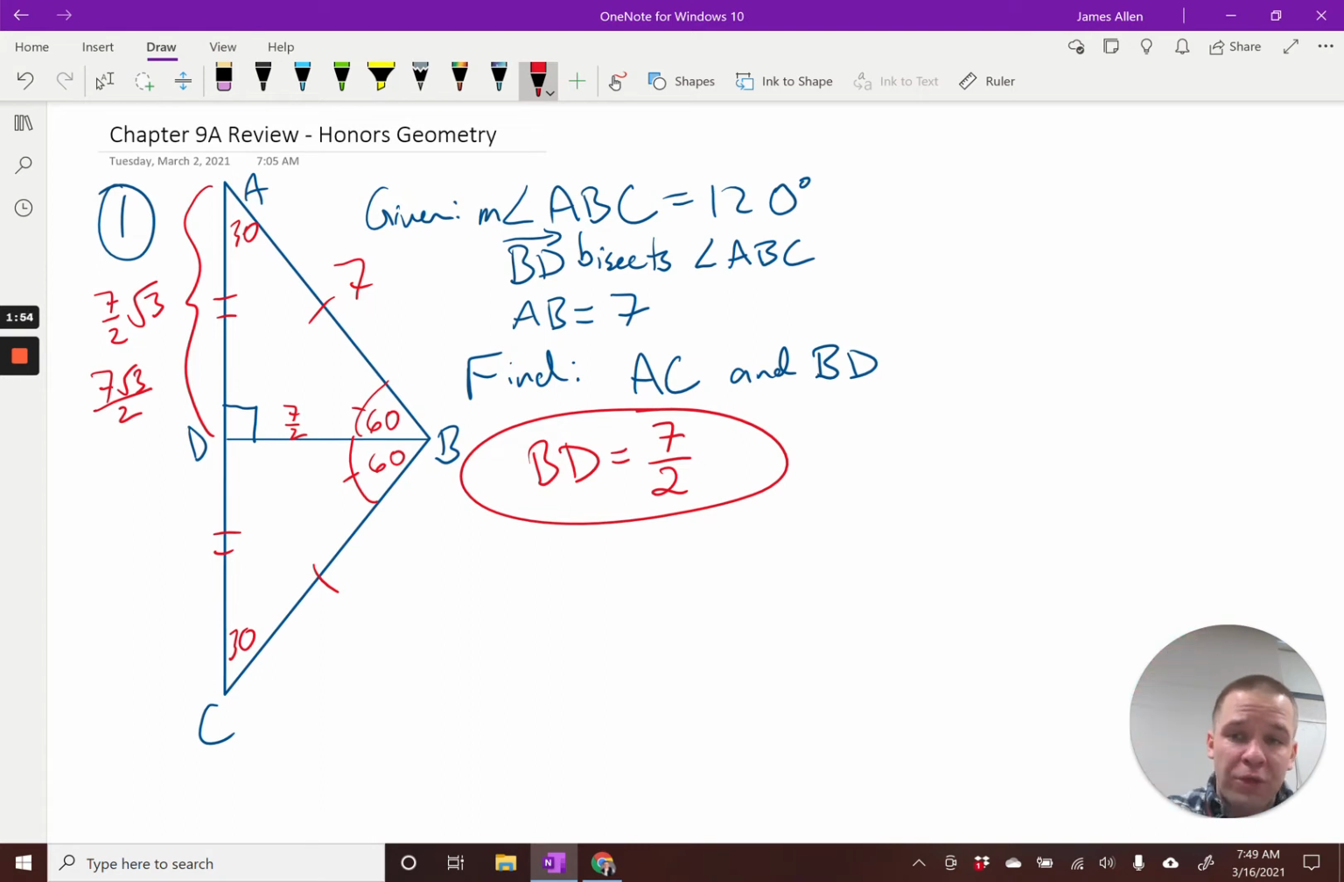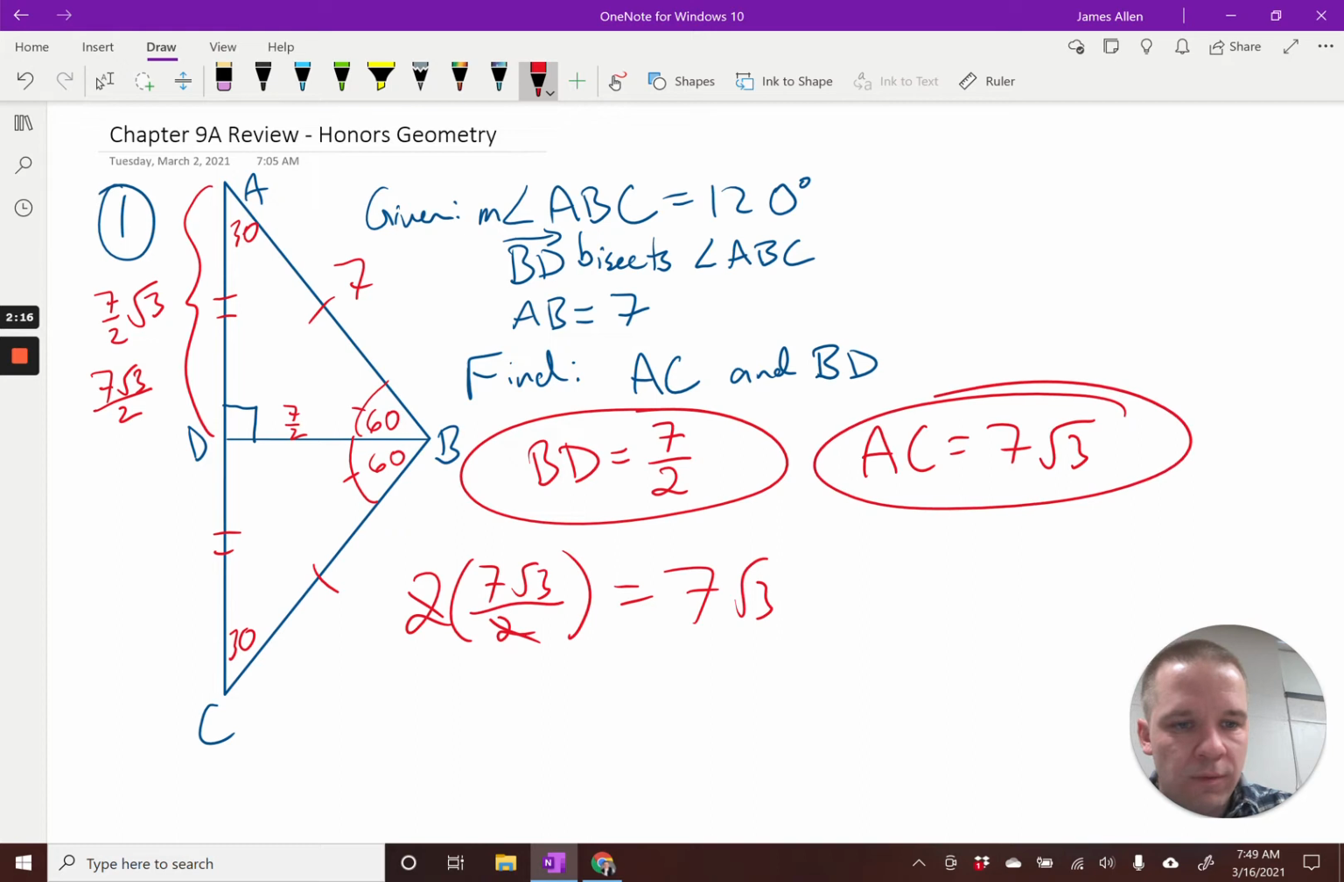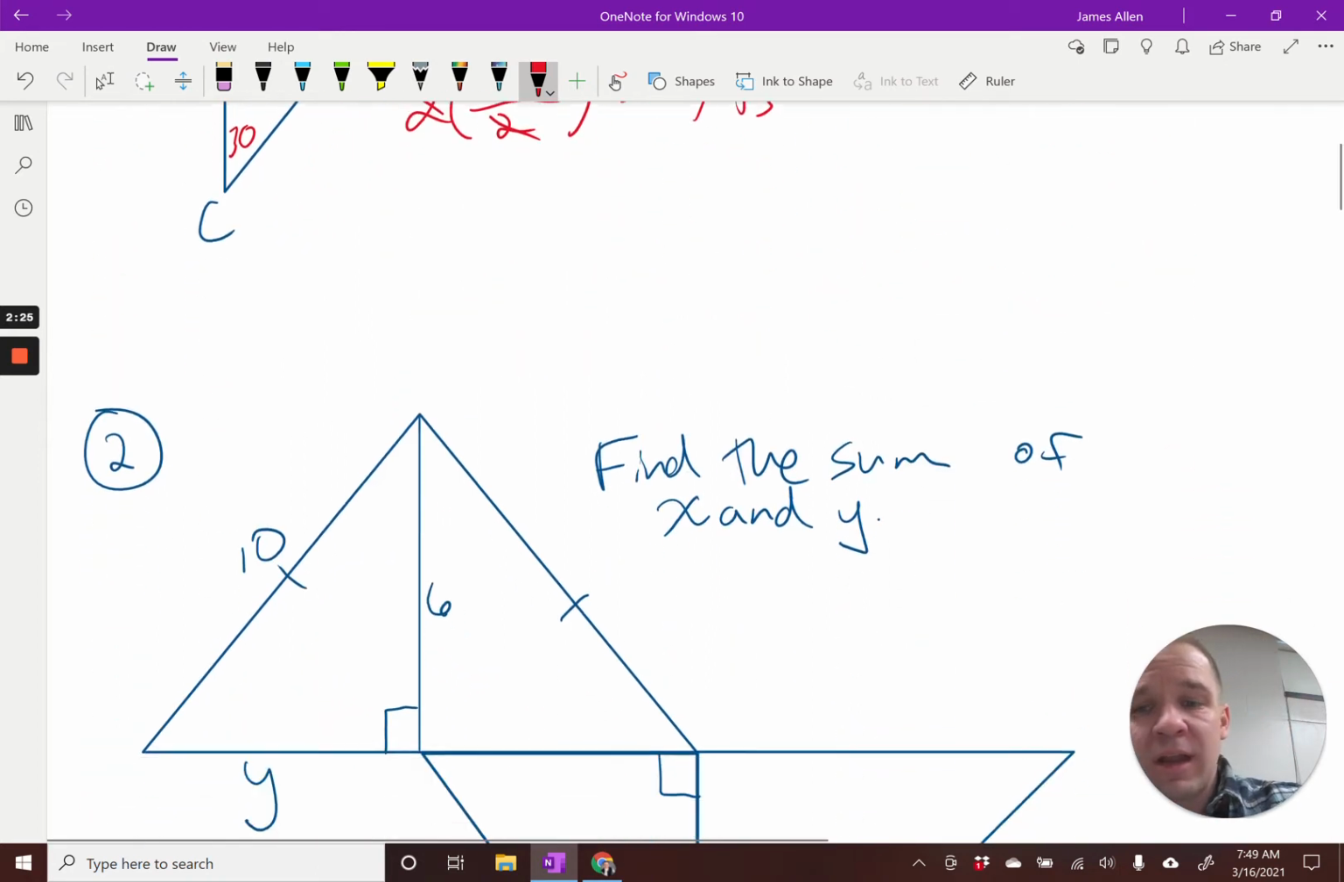Now, if I want the whole thing, we already know that they're congruent, right? We got all this wonderful symmetry going on. We got an isosceles triangle. Oh, this is great. I can double that. So if I take 2 times 7 root 3 over 2, boom, boom, I get 7 root 3 for AC. So AC equals 7 square root 3. Bingo, bango. First one in the books. That's 1 of 10. Okay, we are 10% done here. Let's keep moving and grooving.